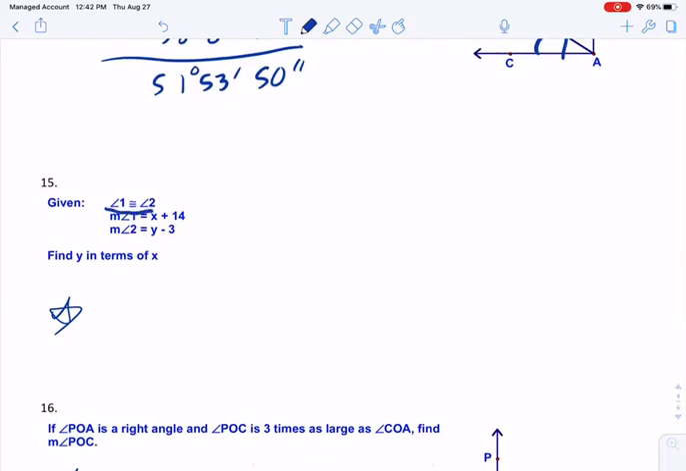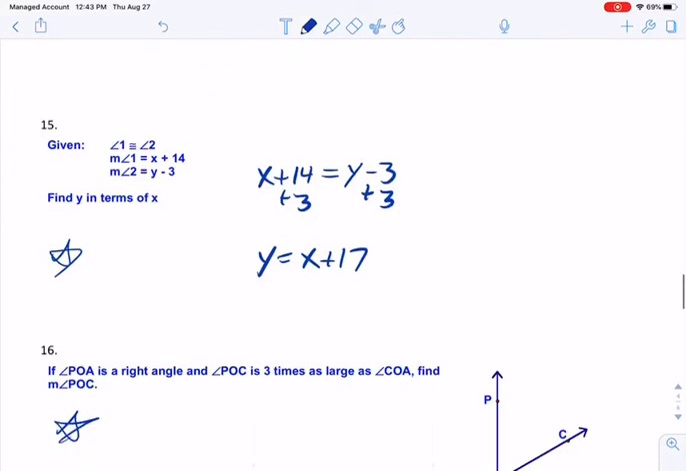This one, because I know they're congruent, I can set them equal to each other. X plus 14 equals y minus 3. And then it says find y, which means get y by itself. So I'm going to add 3. Y equals x plus 17. Next one.